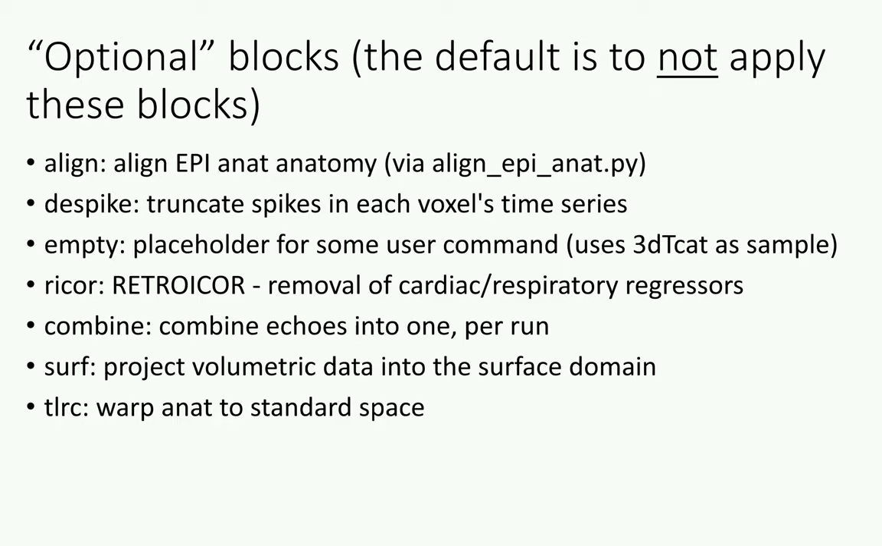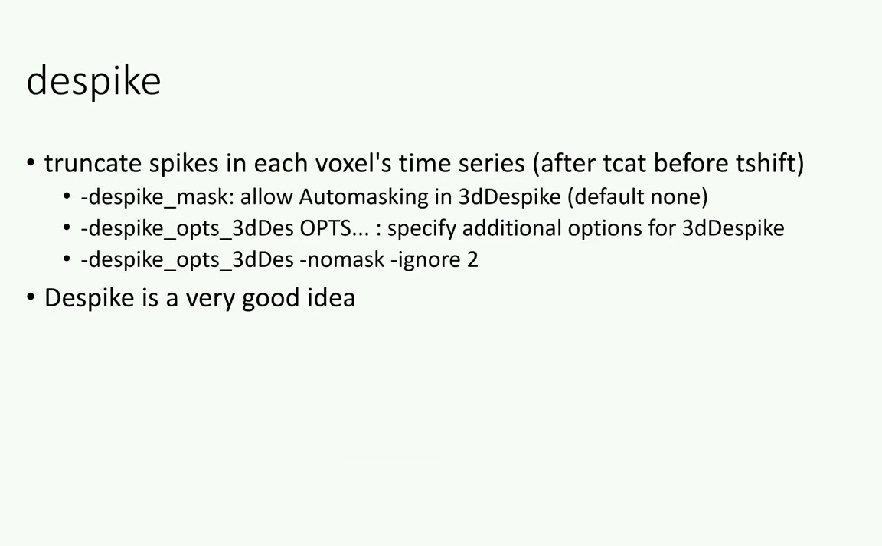These optional blocks are optional, but some of them can be very useful. The align block is definitely one which you will want to use, as is despike. The align block will be aligning an EPI to your anat. Your despike is taking out bad data, and your tlrc block is then warping your anat, referencing warping your anat to your standard space.